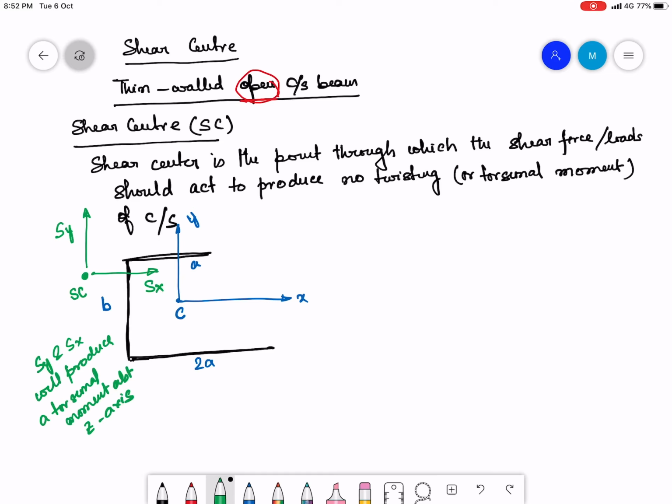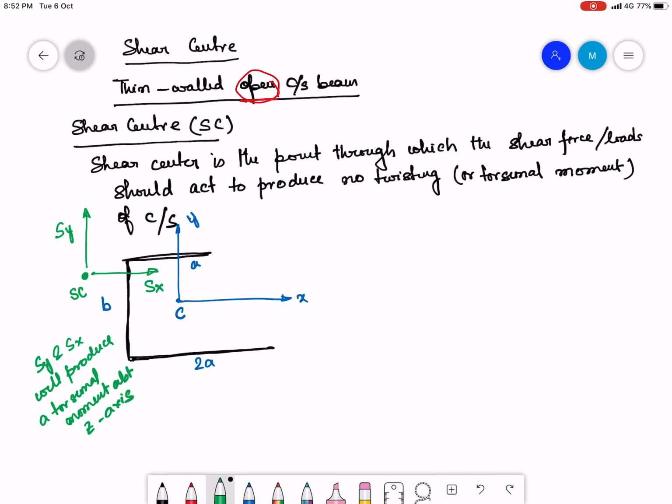Now our point is that it is obvious, right? If I have Sy and Sx in the cross section plane of the beam, then of course both Sy and Sx are going to produce a moment about the z axis, and this moment is the torsional moment. So because of the torsional moment, there is bound to be a twisting of the cross section. But our point is that if Sy and Sx pass through a particular point which is called the shear center of the cross section, then there is going to be no twisting of the cross section.